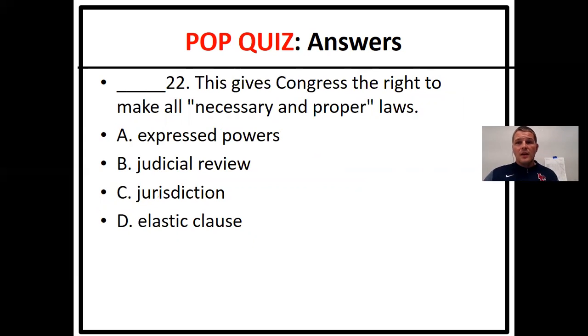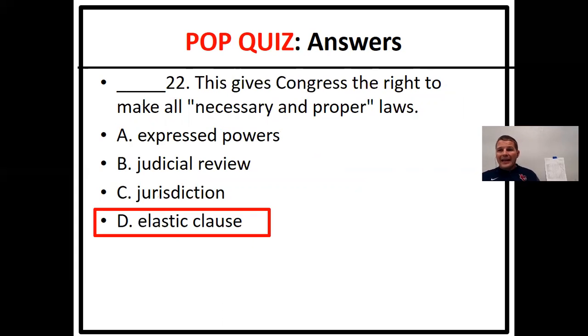This gives Congress, aka the legislative branch, the right to make all necessary and proper laws. Okay, this would be known as the elastic clause. Elastic is like a rubber band. It can do what? Stretch. So the necessary and proper clause, aka the elastic clause, allows the legislative branch to do what with its powers? Expand.